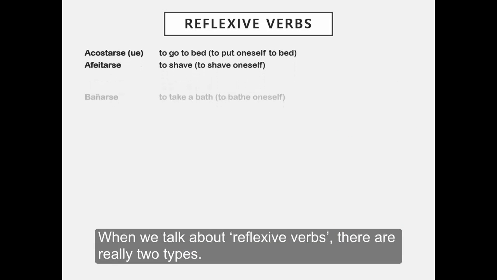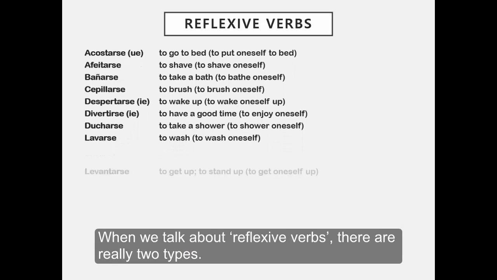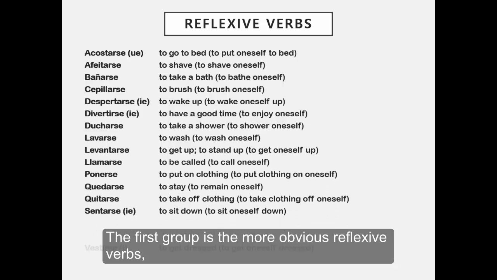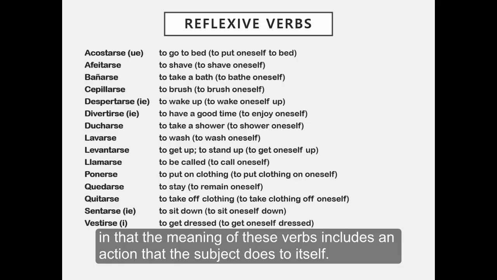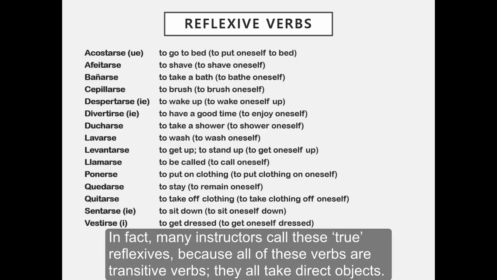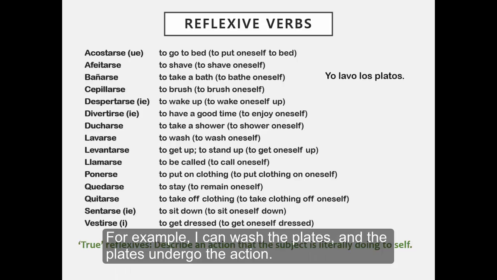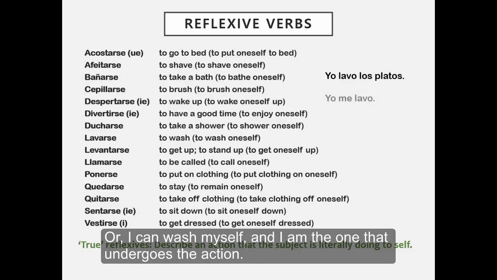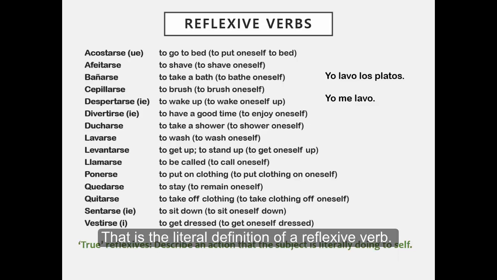When we talk about reflexive verbs, there are really two types. The first is the more obvious reflexive verbs, in that the meaning of these verbs includes an action that the subject does to itself. In fact, many instructors call these true reflexives because all of the verbs are transitive verbs. They all take direct objects. For example, I can wash the plates, and the plates undergo the action. Or I can wash myself, and I am the one that undergoes the action. That is the literal definition of a reflexive verb.